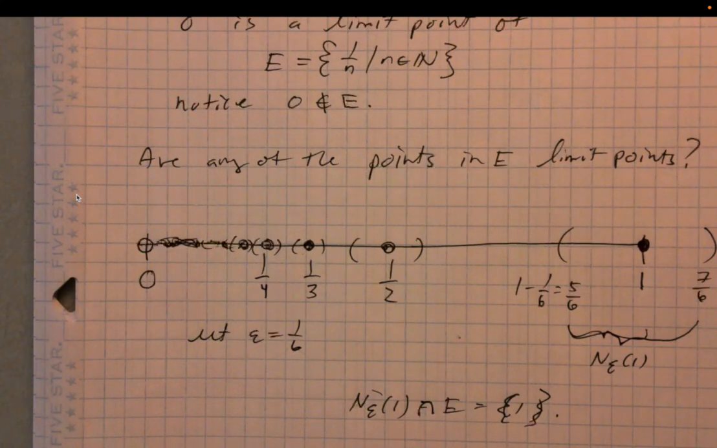Okay, so all of the points in E are isolated points of E. 0 is the only limit point, and 0 is not in E. Okay, very good.